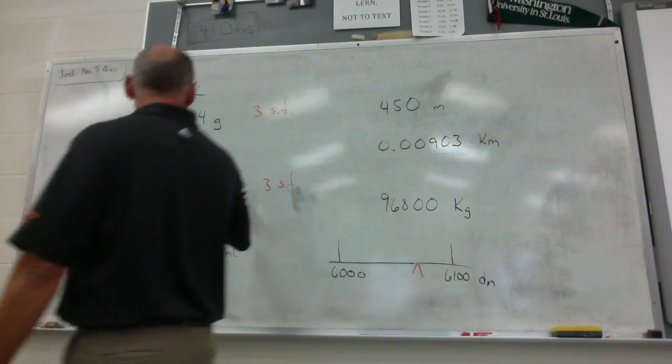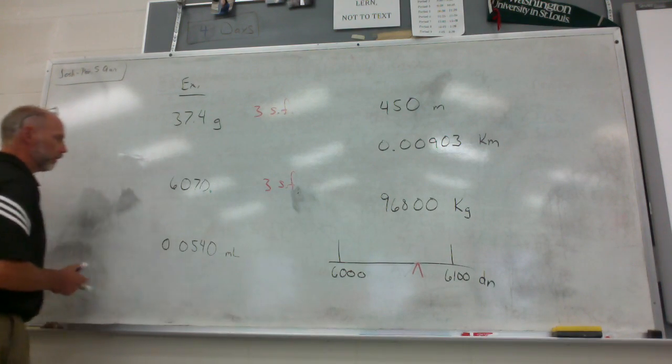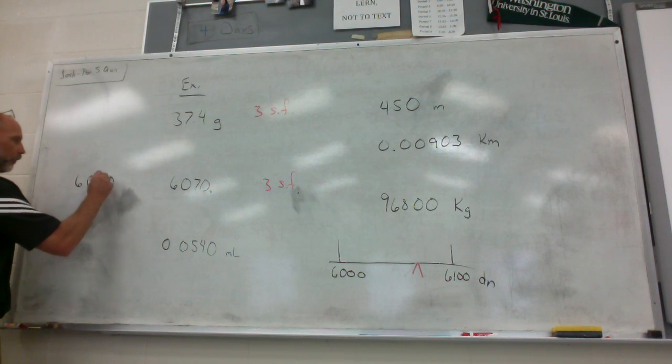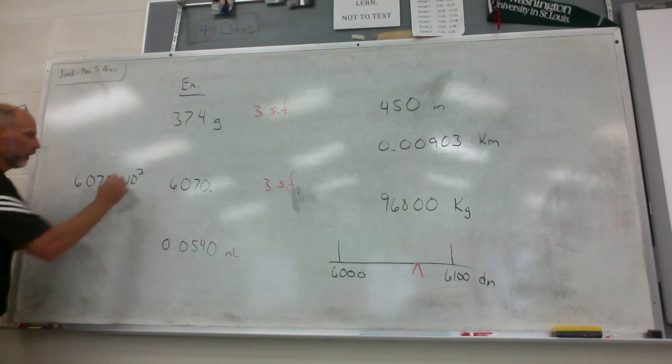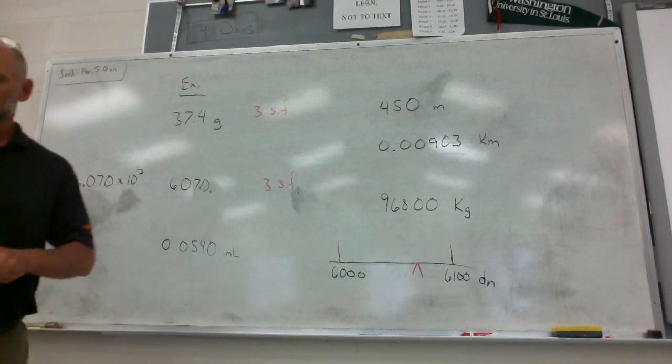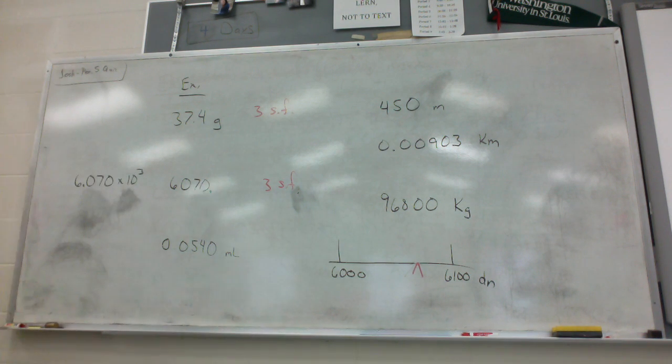So if all 4 of these are significant, I would write 6.070 times 10 to the 3rd. That way there's no doubt that that's significant. Either one of these would have been acceptable. I would perfectly be happy with either one. Somebody had a hand up that I caused you to put down.